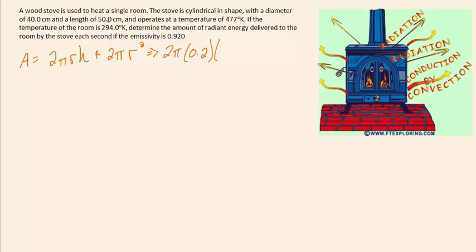multiplied by the height, which is given to us as the length of the cylinder of 50 centimeters, which converted to meters will have a value of 0.5 meters, plus 2 pi our radius squared, which will actually have a value of 0.88 meters squared.